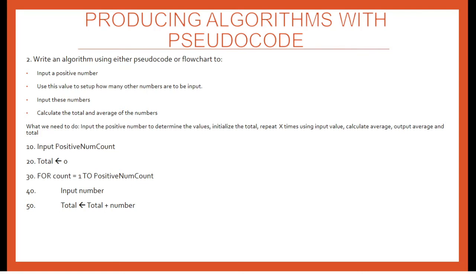Input number, and remember to place this inside the loop. Total is equal to total plus number. This is to count the total value. Next count. This will be placed outside the loop. Average is equal to total divided by positive num count. To find the average, we divide the total number by the number we entered at the start. And lastly, print total and average.